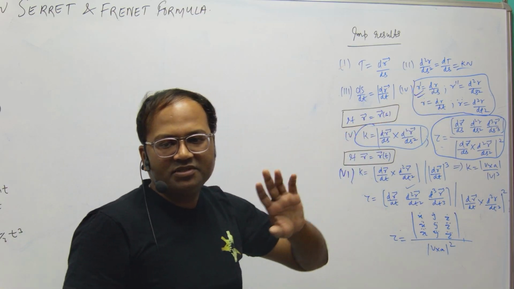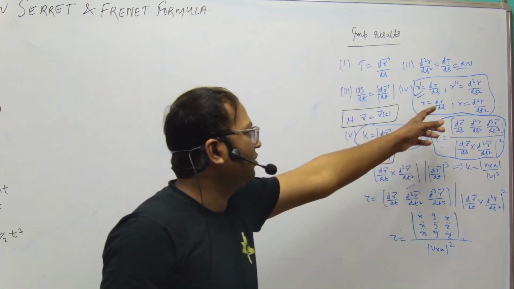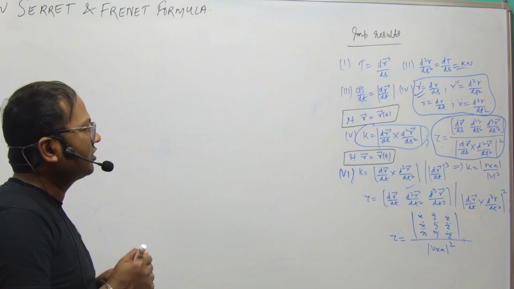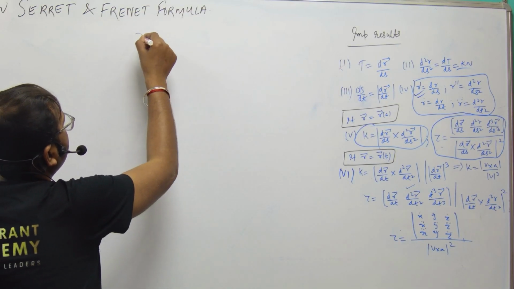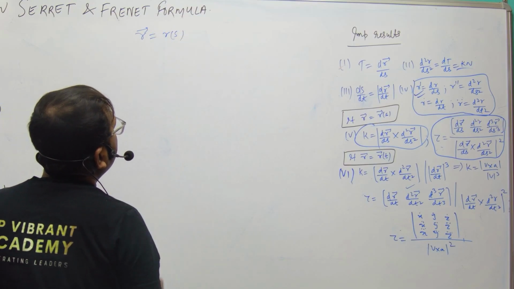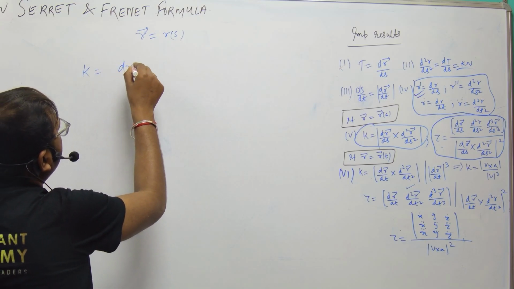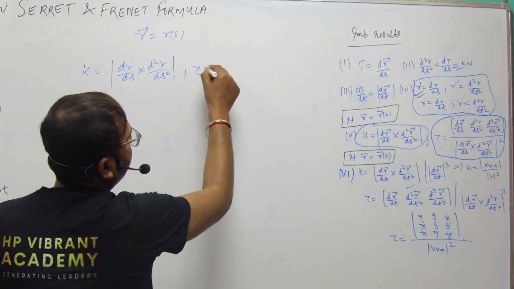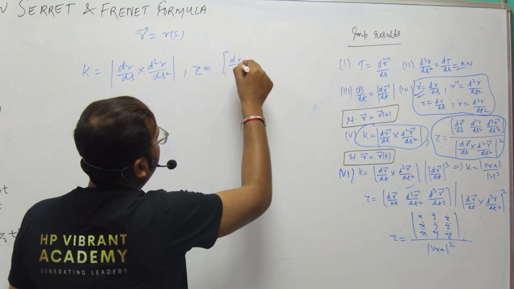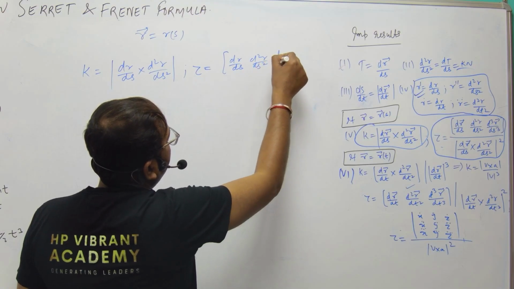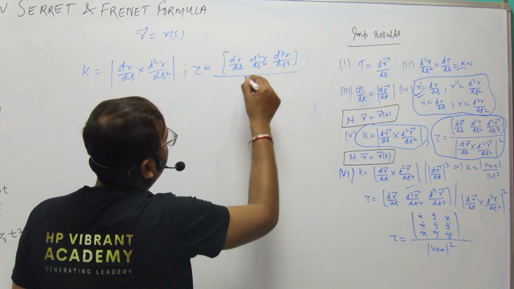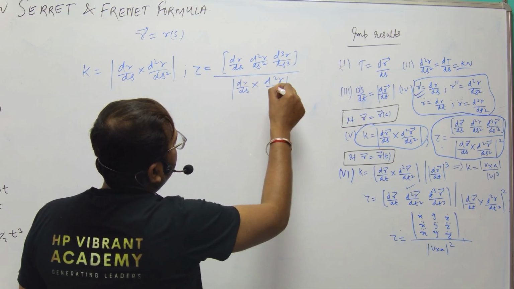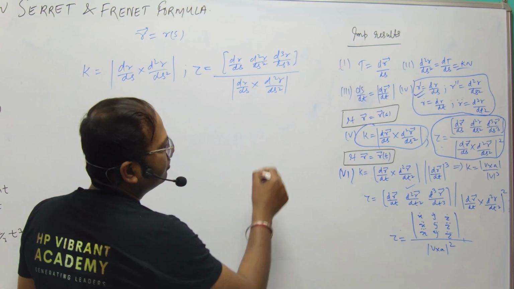Notations we have discussed: single prime, r prime, is differentiation with respect to s, and r dot is differentiation with respect to t. If the curve is in terms of s, then kappa is equal to the modulus of the cross product of dr upon ds and d2r upon ds square. Tau is given by the scalar triple product of dr upon ds, d2r upon ds square, d cube r upon ds cube, divided by the modulus of the cross product of dr upon ds and d2r upon ds square, whole square.